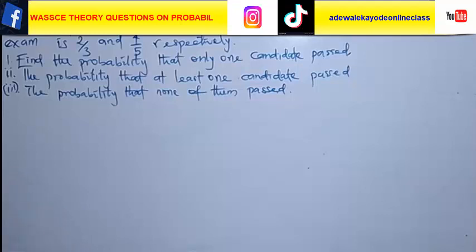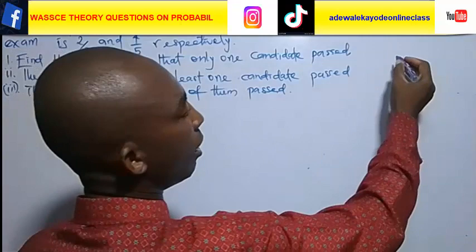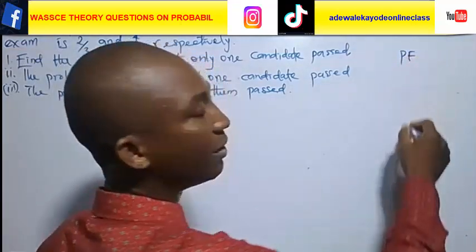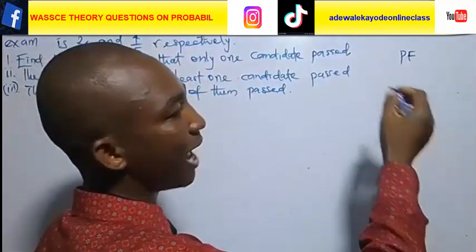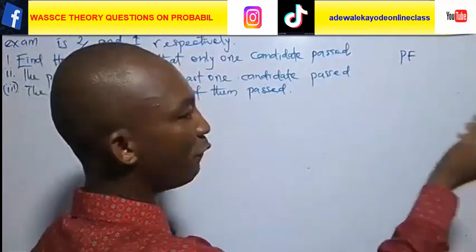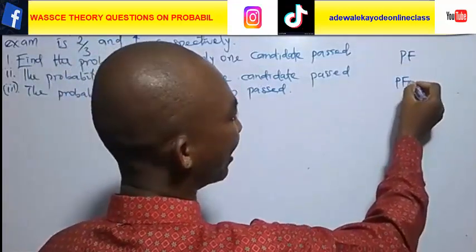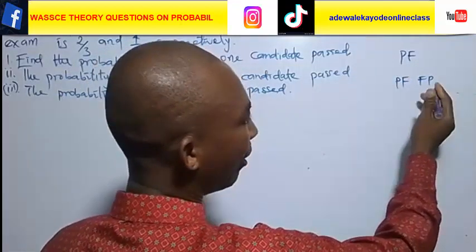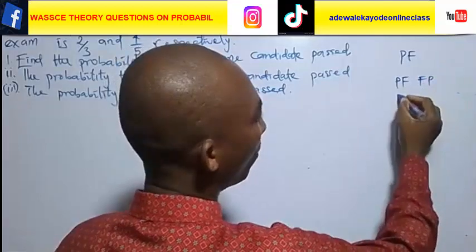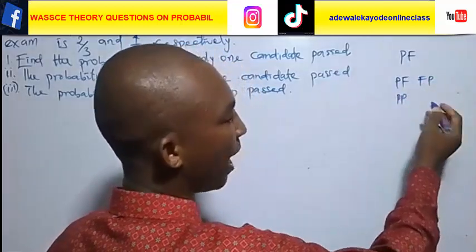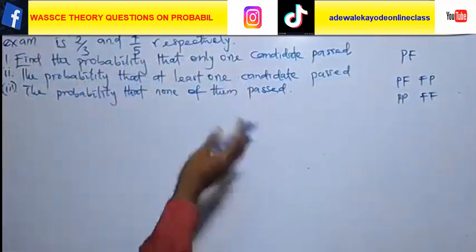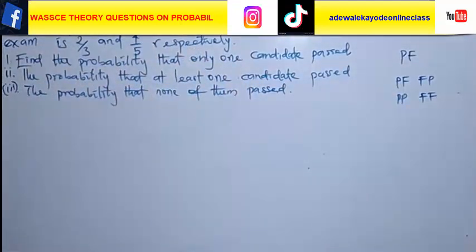Now what are we talking about? We are talking about candidates passing or failing. So when we are talking about at least one of them passing, that means it's either one passes and one fails, or one fails and one passes. Or two of them pass, or two of them fail. That's the end result. But let's look at how to go about this question.